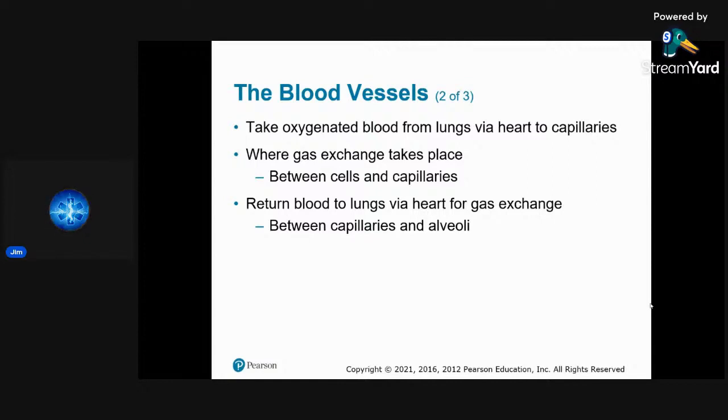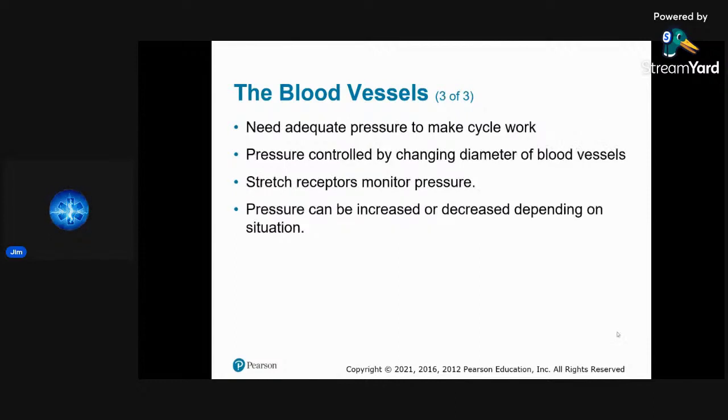Returning blood goes to the lungs via the heart after gas exchange, and then the same process with the capillaries and alveoli. Again, diffusion works. The CO2 is offloaded, and then the oxygen is onloaded. We need adequate pressure to make this work, right? So we have to have blood pressure to keep pushing this all through the system.